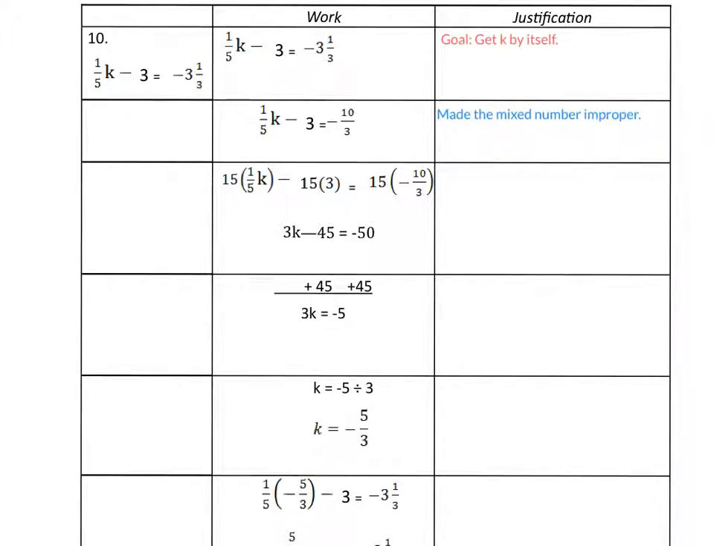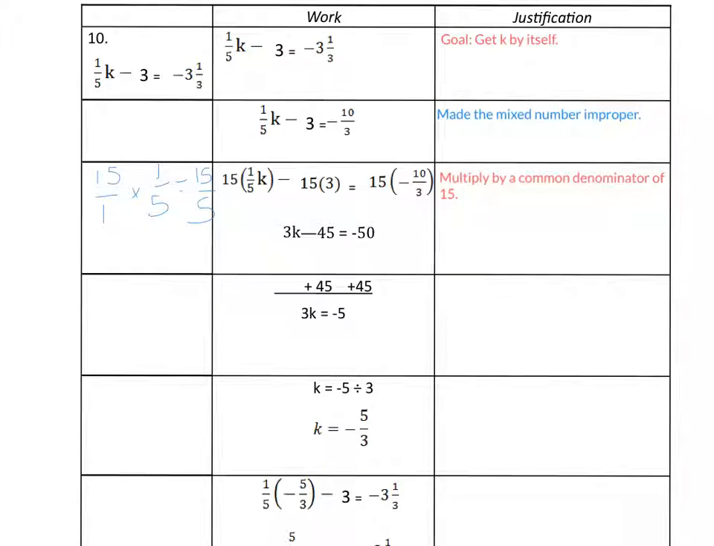We multiplied by a common denominator of 15, because our denominators were 5 and 3, and the common denominator in those cases is going to be 15. So we said 15 over 1 times 1 over 5 for the 1/5 equals 15 over 5, because 15 times 1 is 15 and 1 times 5 is 5. 15 over 5 is where we get 3 from. So that's how 1/5 k being multiplied by 15 became 3k.